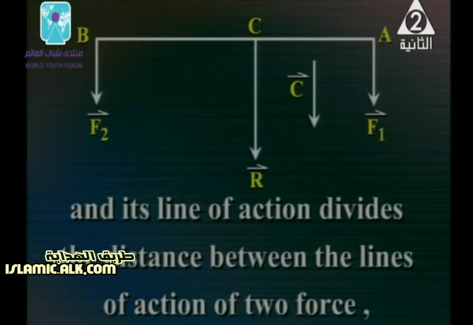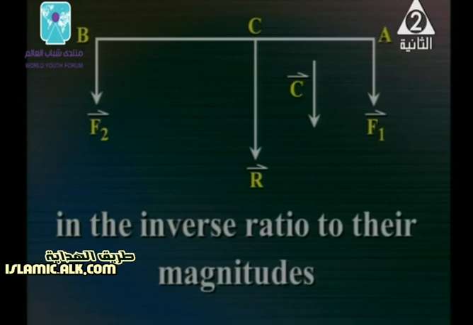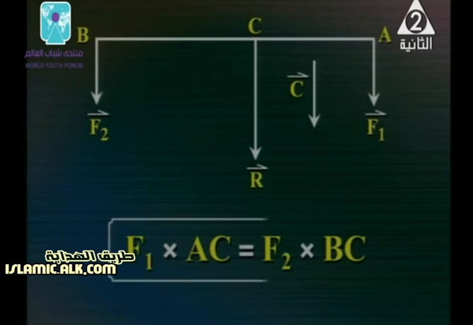Dear student, the line of action divides the distance between the two lines of action of the two forces. Look at R, the resultant of the two forces, at a point C. C divides AB in a ratio, AC to BC, inverse to their magnitudes. F1 times AC equals F2 times BC. Dear student, this equation is very important.